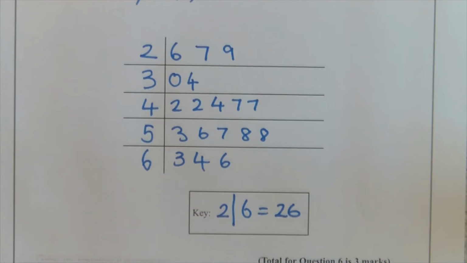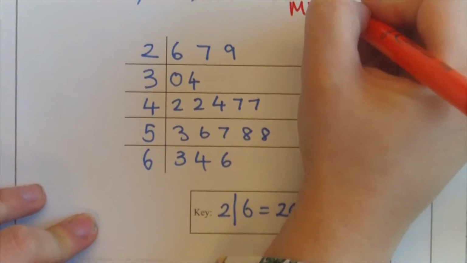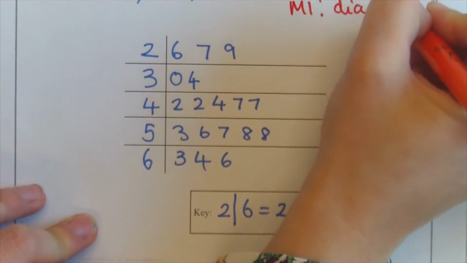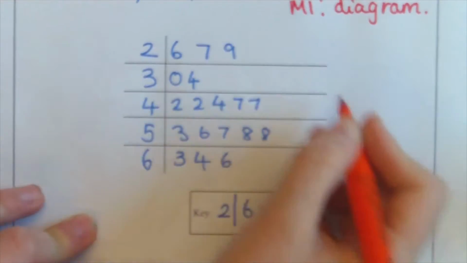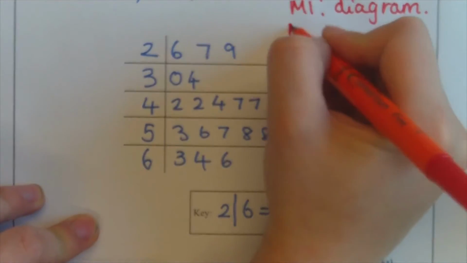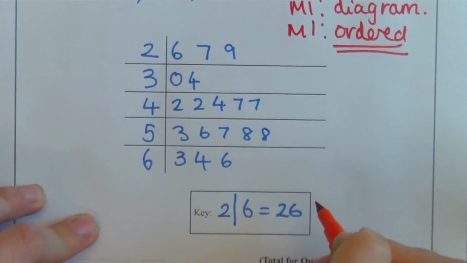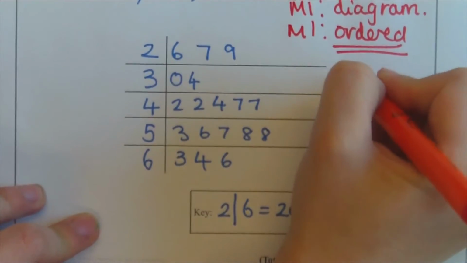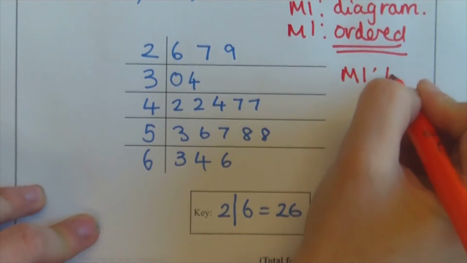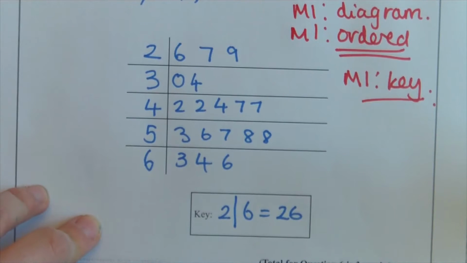So this is a 3-mark question with regards to the mark scheme. Your first mark is for some sort of diagram, so just for putting numbers in here, you get some sort of mark. Your second mark is for an ordered diagram. So if you put them in order of size, that's where your second mark comes from. Your third and final mark is obviously for the key. So don't ever miss out that mark on getting the key.